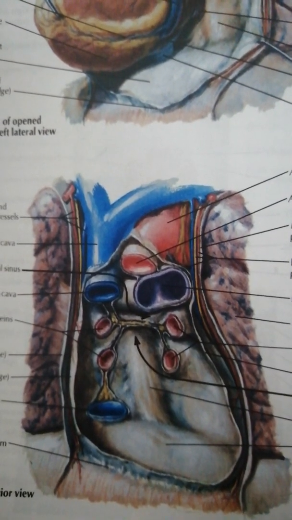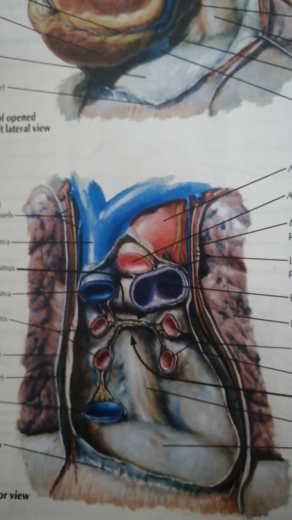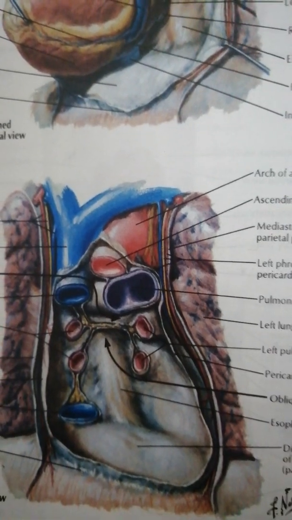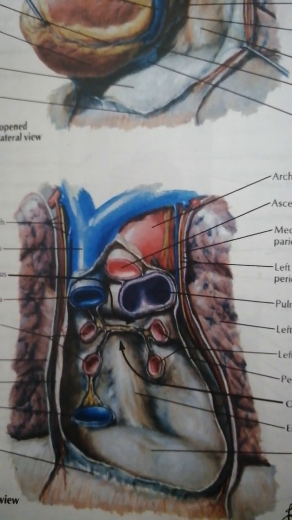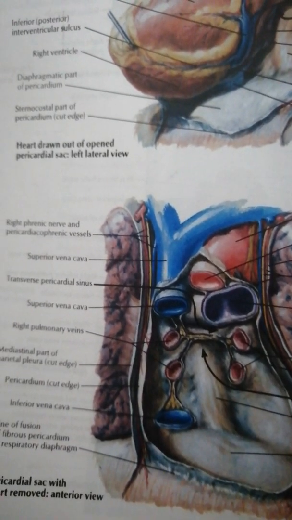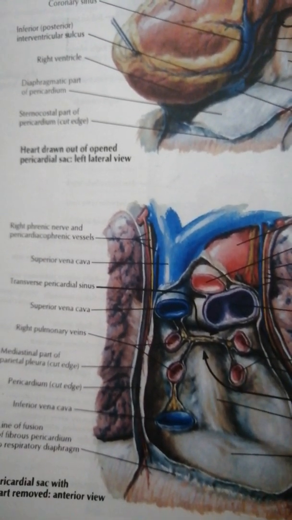In this diagram, again, we can see the relations towards the medial side. We can see the ascending aorta, and we can see the brachiocephalic artery, and towards the lateral side we can see the right phrenic nerve and the pericardiophrenic vessels.